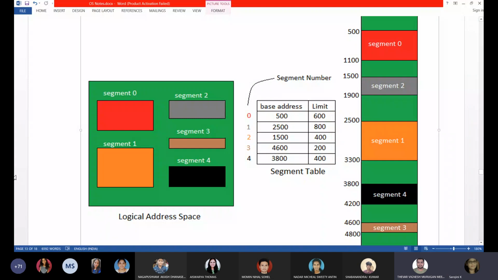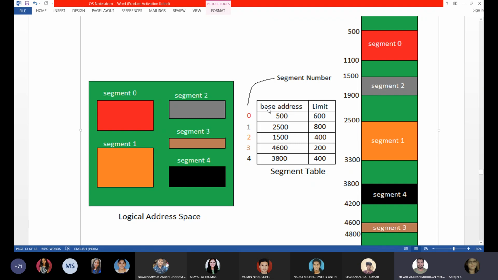Now we will see, this is the logical address space, which means inside the secondary memory, inside the virtual memory, the segments are stored like this, sequentially. Segment 0, segment 1, segment 2, segment 3, segment 4, but these are varying size segments. Like the page table in paging, here we have a segment table.